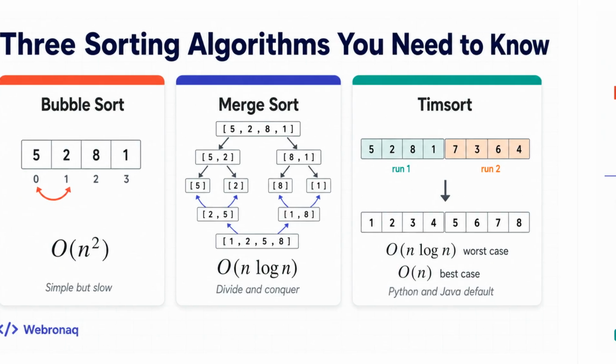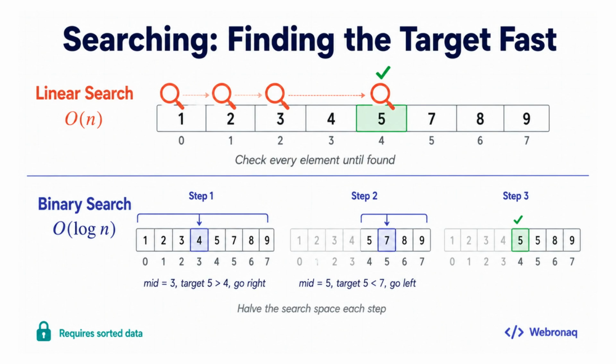Up next, searching. Here is the interesting part. Once your data is sorted, searching becomes dramatically cheaper. Searching means locating a specific target value inside a dataset. Linear search is the naive approach. Start at element 0 and check every element in sequence until you find the target or exhaust the list. For our sorted array 1, 2, 3, 4, 5, 7, 8, 9, finding the value 5 takes 5 comparisons. That is big O of n, fine for small data, brutal at scale.